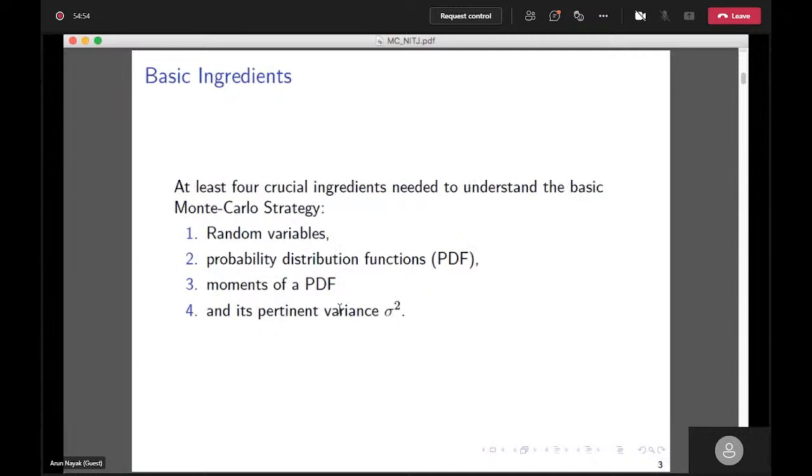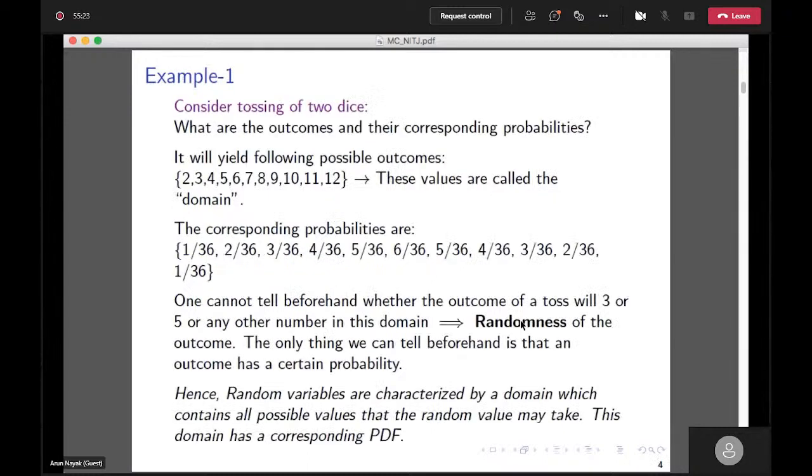So what are the basic ingredients? For performing Monte Carlo simulation, we need at least 4 crucial ingredients to understand the basic concept of Monte Carlo strategy: random variables, then probability distribution functions, moments of the PDF, and their pertinent variance, sigma square. I think all of this has already been discussed in your probability lectures, so I will not go through them that much. Just let me give an example.